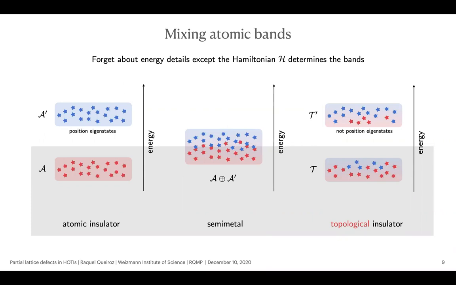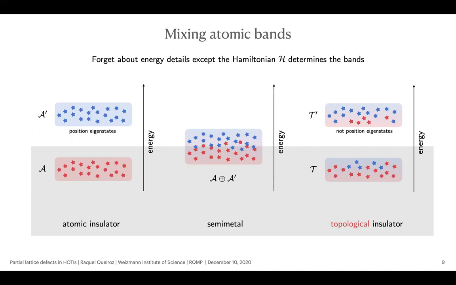We really don't need to know anything about the details of this Hamiltonian, but we would expect that a bunch of these atomic bands mix together, and the connected sectors that we end up having in the actual material are constructed out of states that come from different atomic bands. And if I am not able to construct position eigenstates with a well-defined orbital character within these states that are connected in energy and momentum, then what I have is a topological band.